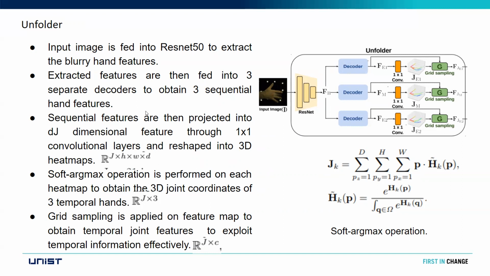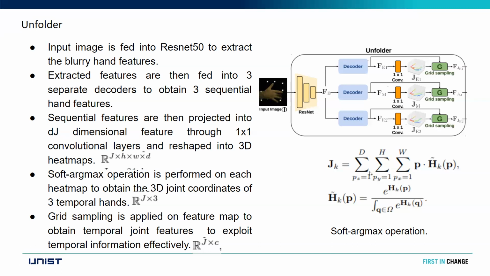Then the sequential hand features are projected into D×J dimensional features through a 1-by-1 convolution, and reshaped into 3D heat maps. This D is what they call depth, which is 32 in their case, and J is 21, because there are 21 hand points for hand pose estimation. Then they perform a soft argmax operation on each heat map from these sequential features to obtain the 3D joint coordinates of 3 temporal hands.